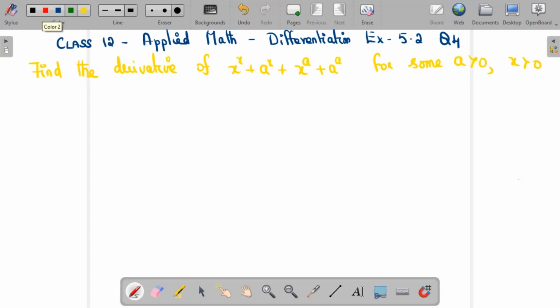In this video, let's find the solution for the fourth question in exercise 5.2. Find the derivative of x power x plus a power x plus x power a plus a power a, for some a greater than 0 and x greater than 0.